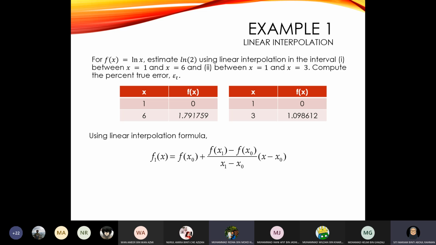True error. ln x. What do you get for ln 2? So ln 2 gives 0.6931, right? So the estimate value using 1 and 6.